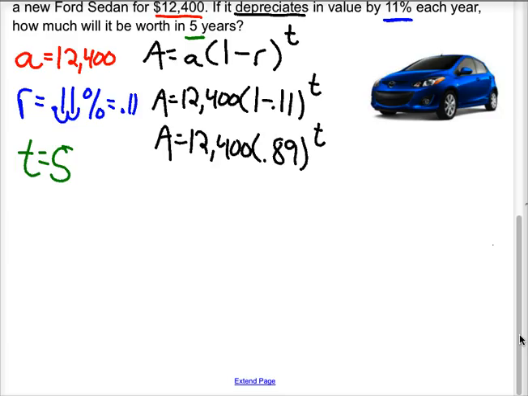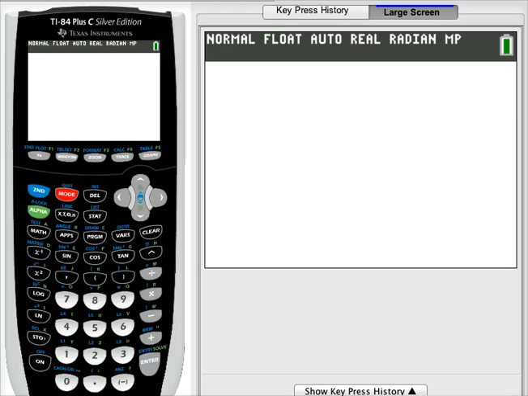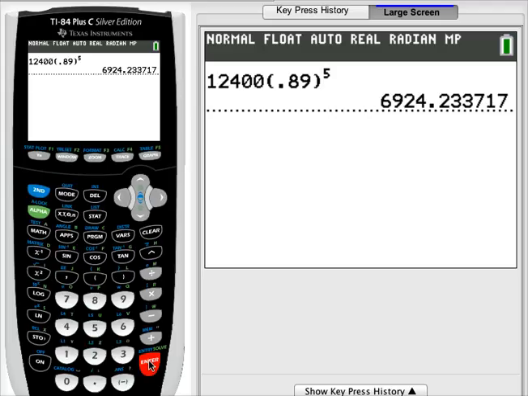So now I have everything I need to find out my amount. So I have 12,400 times 0.89 to the 5th power. That's what I'm going to plug into my calculator. And if you plug it in carefully, you can just type in the whole thing at once. So 12,400, then in parentheses 0.89 to the 5th power. You can actually type the whole thing in at once. Hit enter, and there you go.